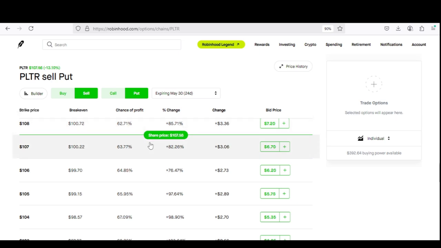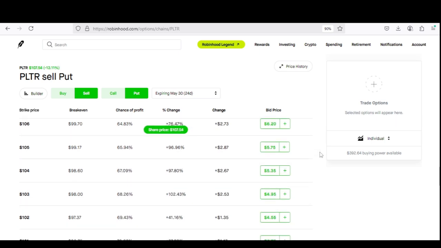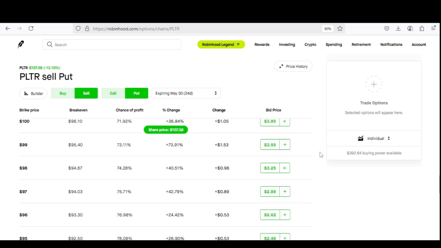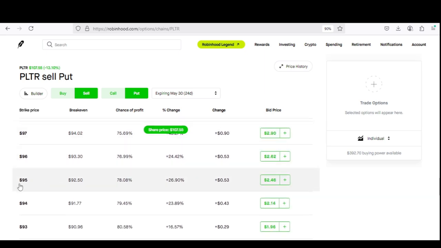Now, the share price right now is 107.56. So I'm going to be going below that in order to choose my strike price. The strike price I'm going to be going with is the $95 strike price. Now, I'm pretty sure you have realized the $95 strike price is quite far away from the 107. And the reason for that is that I'm an extremely conservative investor. Also, the fair value of Palantir is around $90, so I prefer to be a lot closer to the $90 mark than the share price is trading at currently.